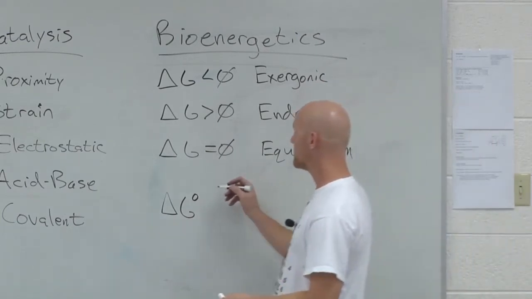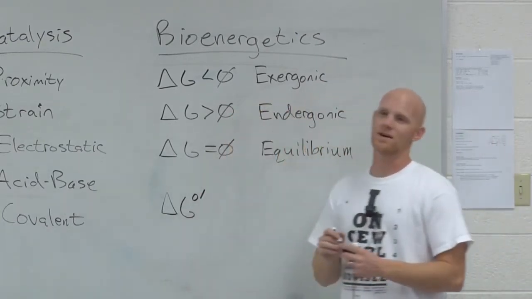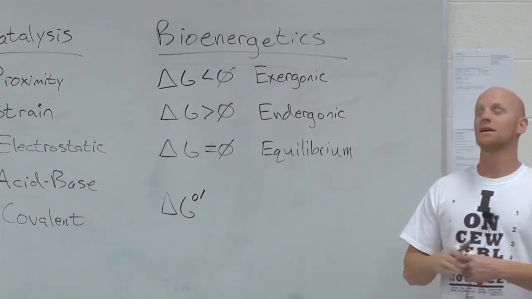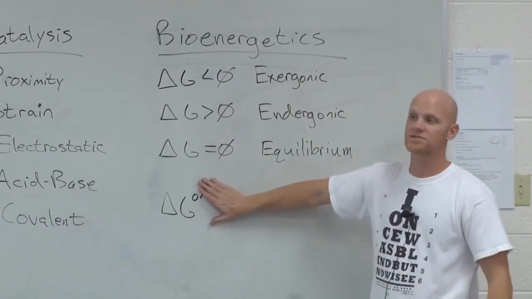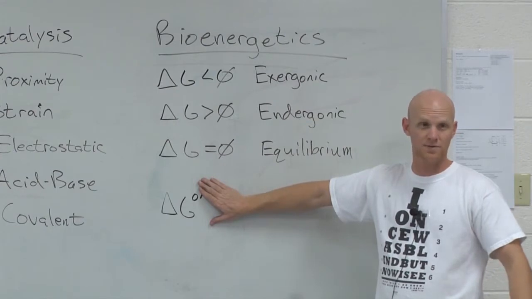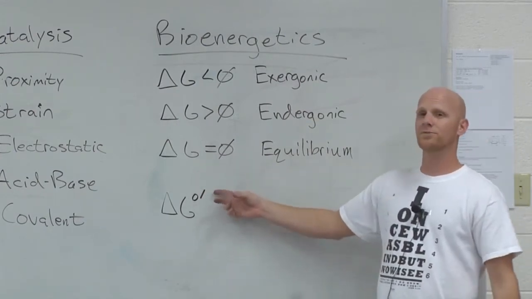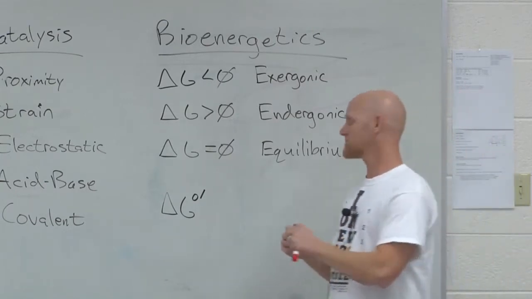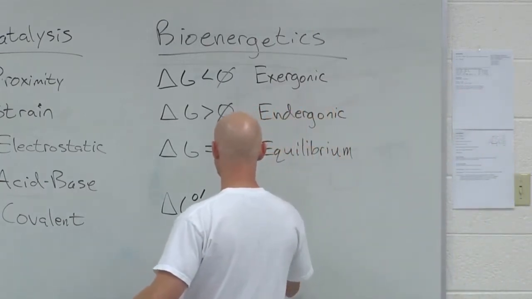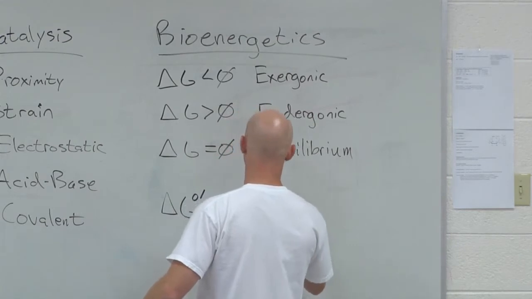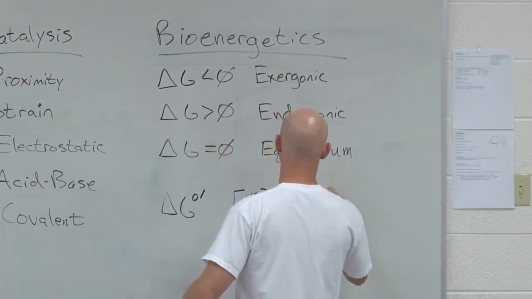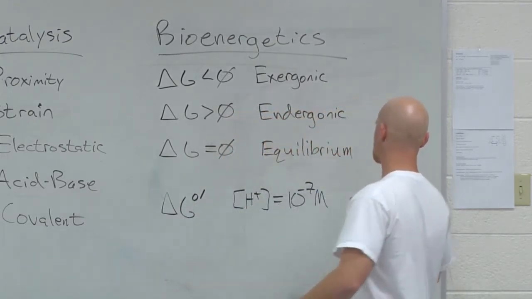So we define something new. We put a little prime there. And that prime means not just our original standard conditions we used for regular chemistry stuff, but our biochemical standard conditions, which is a much better reflection of what living systems deal with. And so instead of having an H plus concentration of 1 molar, we use an H plus concentration of 10 to the negative 7 molar.